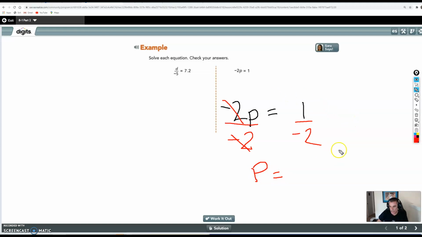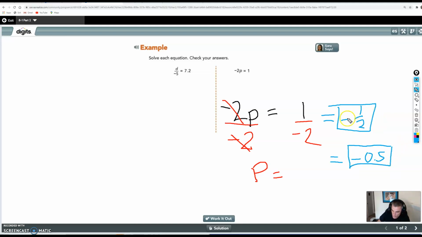Okay. Now, with Digits, you have to be careful of how they want their answer. This could technically be considered the final answer, negative 1/2, right? This is equal to negative 1/2 right here, and that could be our answer. Digits often has little blue writing that tells you, hey, write it as a fraction or write it as a decimal. 1/2 as a decimal is 0.5, so this could also be written as negative 0.5. This is the answer in decimal form. This is the answer as a fraction.